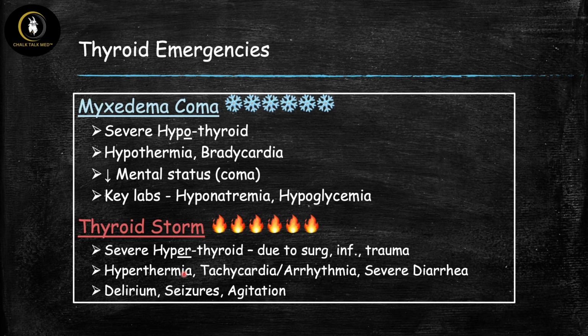And the symptoms here are, of course, going to be complete opposite of this top one right here. And the symptoms here are going to be associated with severe hyperthyroid. So we'll have hyperthermia, tachycardia, which is going to lead to arrhythmias potentially, and severe diarrhea. And the mental status here is going to be opposite. So it's going to have delirium, seizures, and agitation.